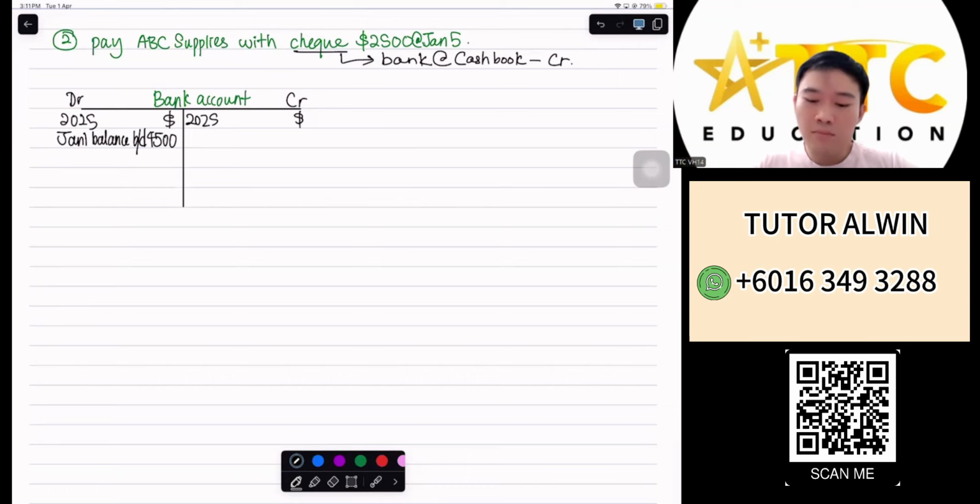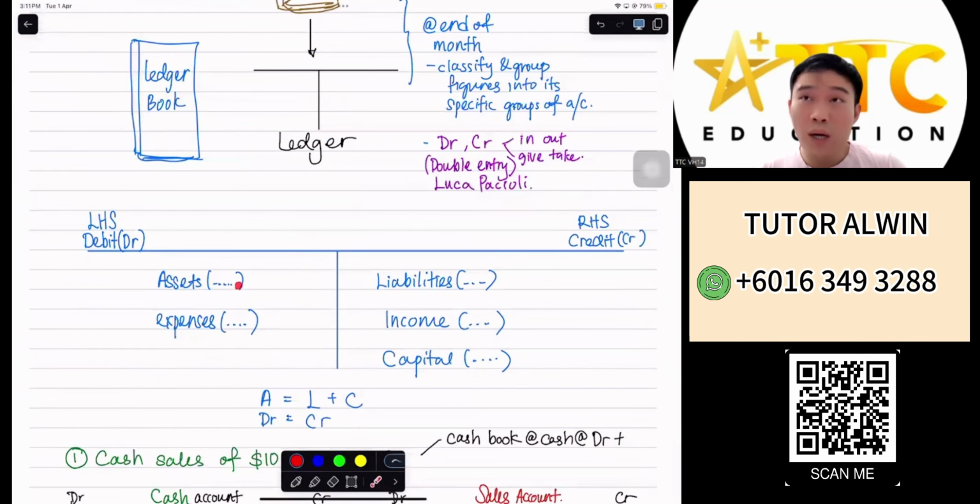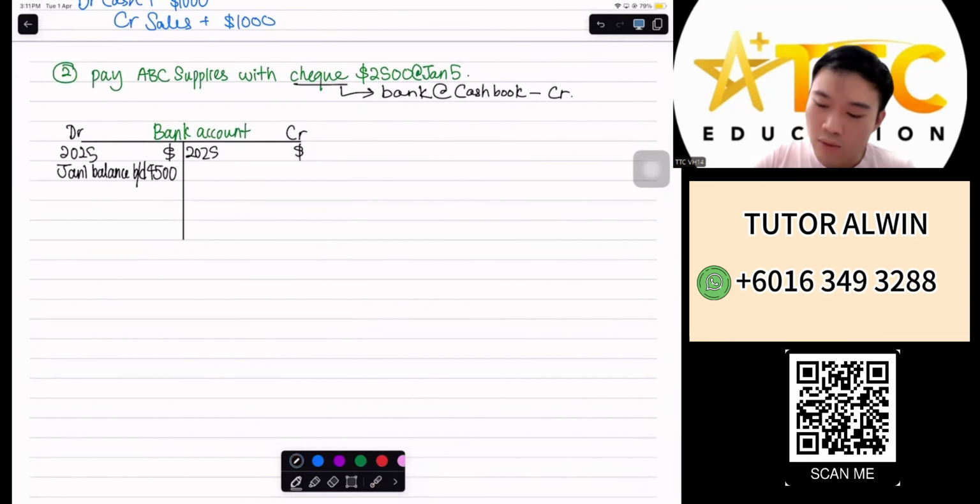Now, once we pay money, means bank goes out. Okay, our asset goes out. Once our asset goes out, being minus means we are going to the opposite side. So that's why in our cash book, we credit the bank account with 2,500 on January 5.